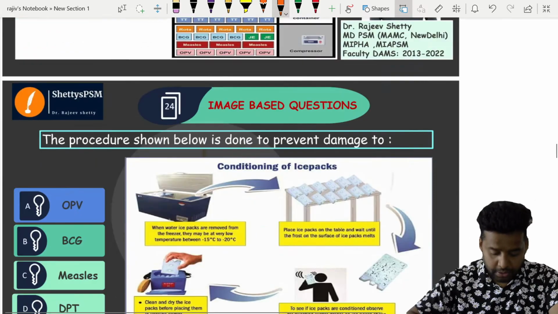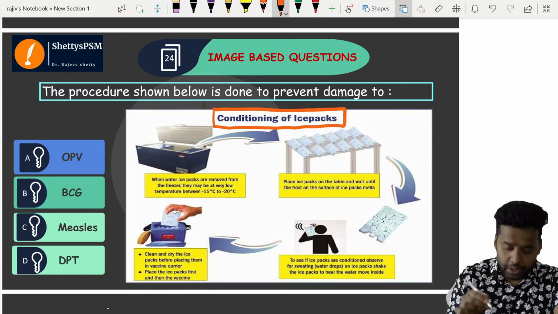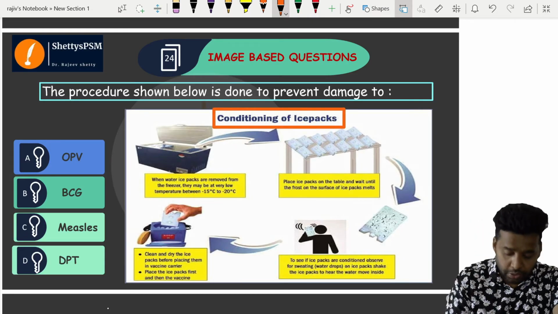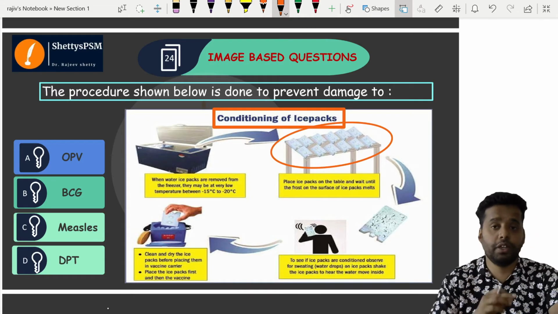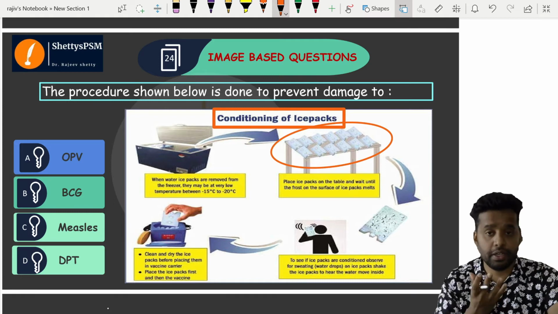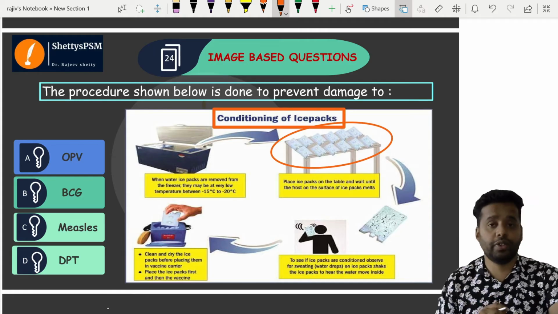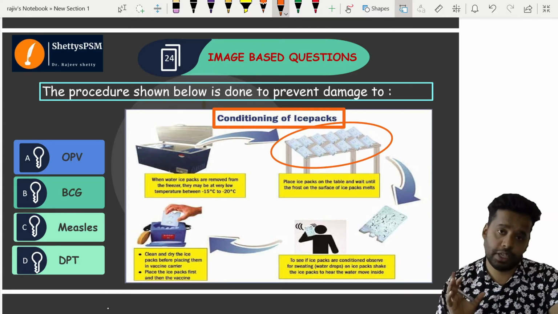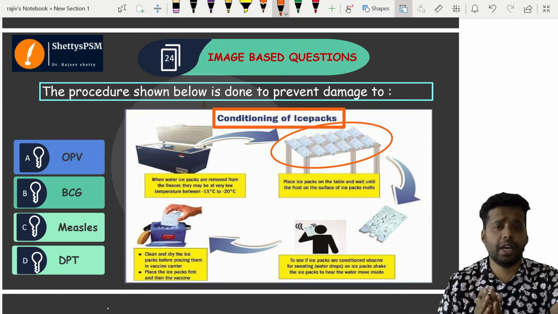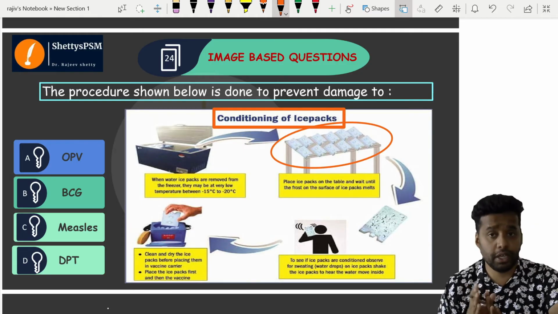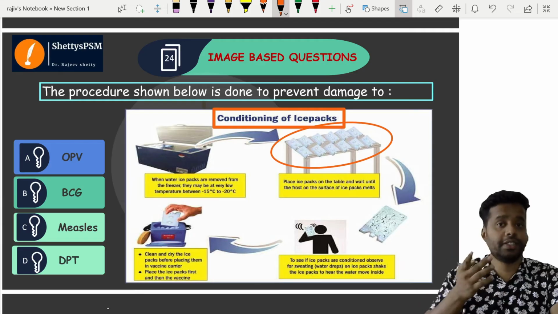Good. So the next question, what I am showing is conditioning of ice packs. Conditioning of ice packs means you bring the frozen pack, keep it outside, and you see the droplets, or in 10-15 minutes you will see the sweating of ice packs. Sweating of ice packs is very important to avoid damage to freeze sensitive vaccine. If I am keeping freeze sensitive vaccines in the vaccine carrier with frozen ice packs, it will damage my vial. So conditioning is done to prevent damage to freeze sensitive vaccine.